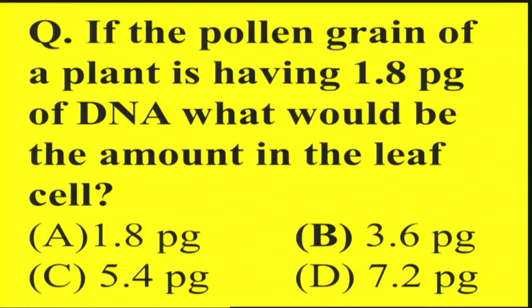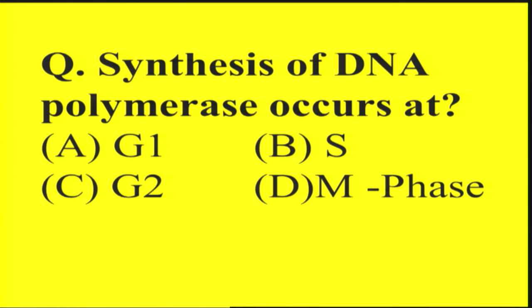Here you can see again it is changing the type of the cell. If the pollen grain of a plant has 1.8 picogram of DNA, what would be the amount of DNA in the leaf cell? We know that pollen grains are haploid, so they would have only N or 1C amount of DNA. Whereas the leaf cell is a diploid cell, it would have 2N or 2C amount of DNA. So in that case, the right answer would be 3.6 picogram, exactly double what is there in the pollen grain of a plant. So it would be 3.6 picogram, or B would be the right option.